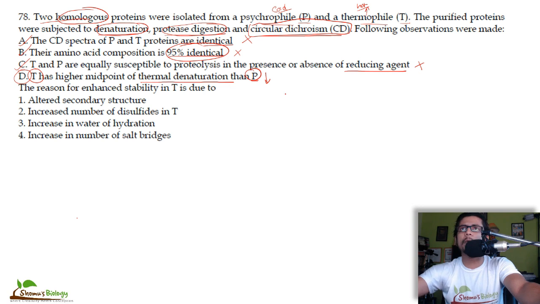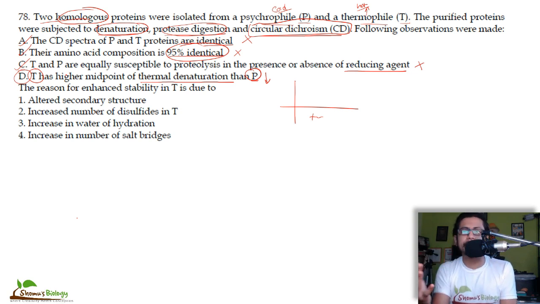What is the thermal denaturation point? It means a particular temperature at which half of the proteins get denatured, that is the midpoint. This midpoint of thermal denaturation is higher for T, the thermophiles. To denature thermophile proteins, we need to apply more heat compared to denaturing psychrophile proteins. So if you know this, there is something about the protein structure of the thermophile which makes the thermophilic protein stronger, more heat resistant compared to the psychrophilic protein.